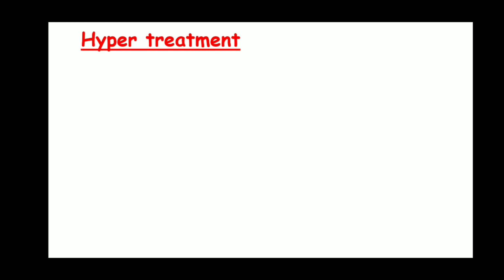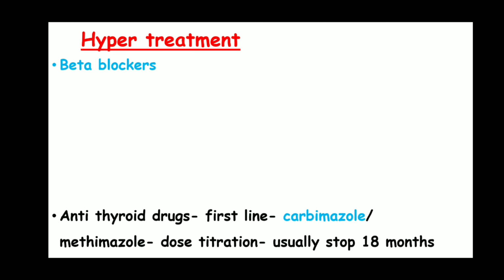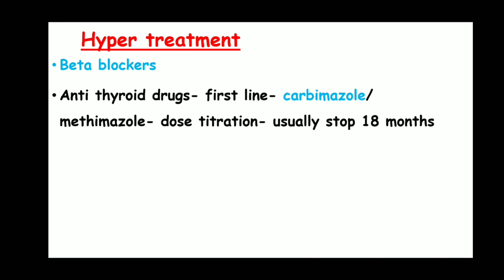Now regarding the treatment for hyperthyroidism. We said palpitations are there, too much of thyroid hormones are coming. Sometimes it can be some tumor also. So for the tachycardia and palpitations, you can give beta blockers, and for too much of thyroid hormones, anti-thyroid drugs are to be given. The first line of management is carbimazole or methimazole.